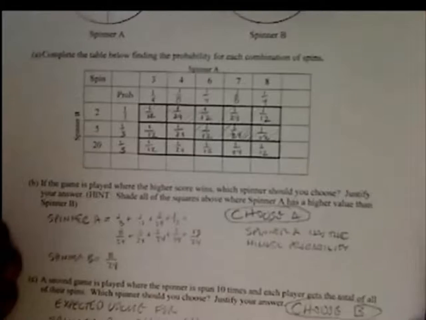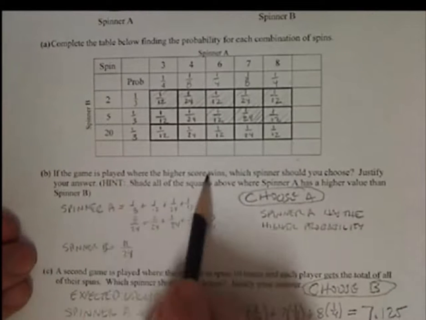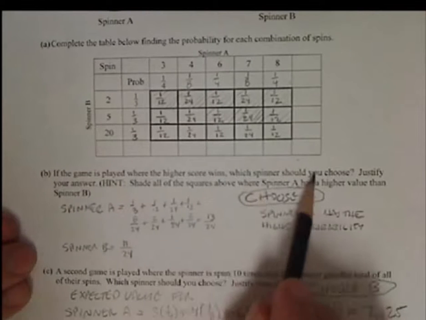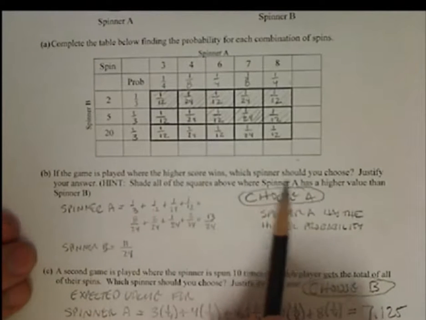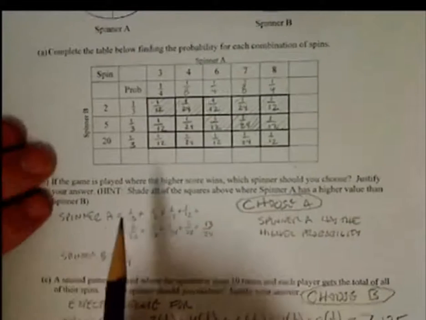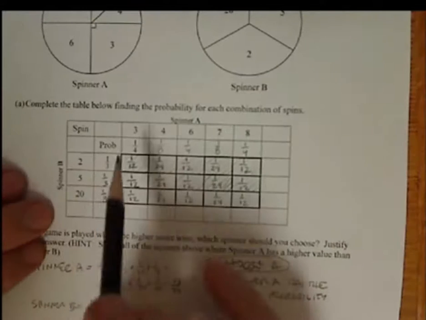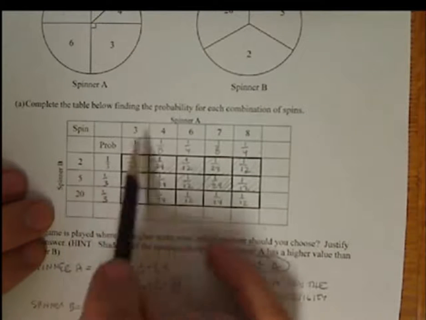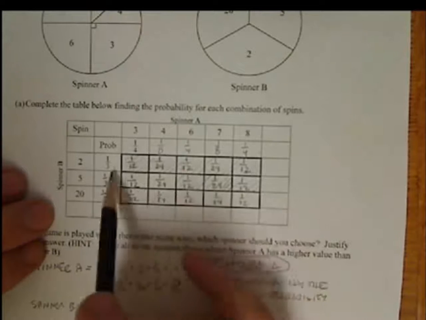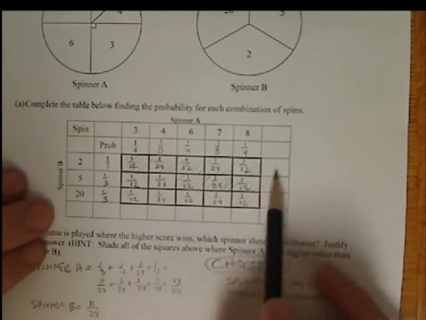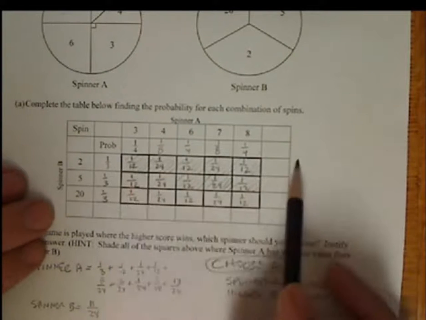Okay, first game. It says if the game is played where the higher score wins, which spinner should you choose? Justify your answer. To give you a hint, shade all the squares where spinner A has the higher value than spinner B. So that's what I did. So 2 is lower than all these numbers, so spinner A would win in all these cases. So this total right here equals 1/3. If I add up all those, I have 1/3.